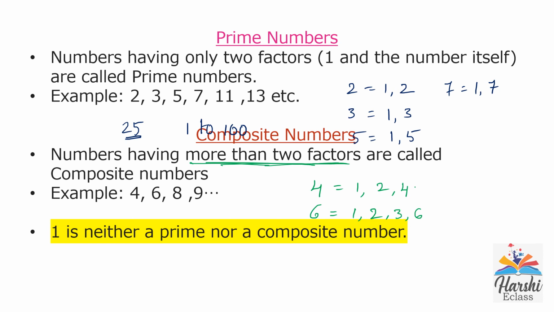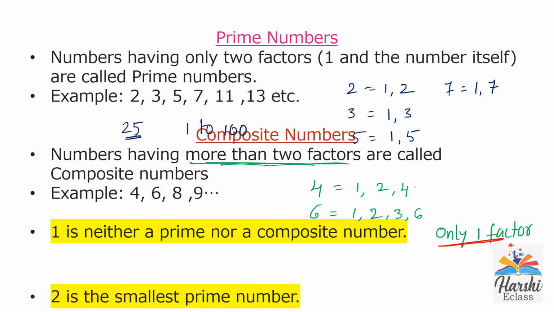There are a few points which we need to remember. Here we discussed prime numbers and composite numbers. In those numbers, 1 is not there, because 1 is neither a prime nor a composite number. We can say that 1 is a unique number which has only one factor, that is the number itself. 1 ones are 1. The only number which has only one factor is 1, and it is neither a prime number nor a composite number.